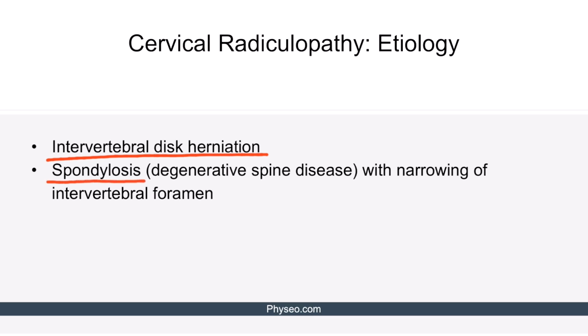Disc herniation usually occurs in the posterolateral direction. Since the intervertebral foramen is located posterolateral to the vertebral body, the herniated disc can compress the spinal nerve root. Additionally, spondylosis, also known as degenerative disc disease, can narrow the intervertebral foramen and compress the spinal nerve root.